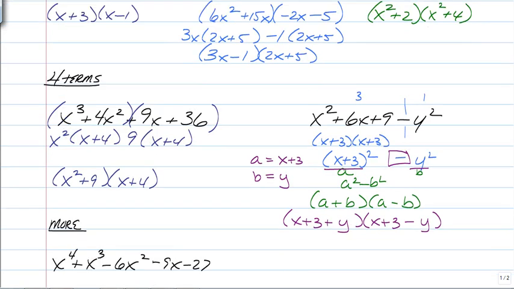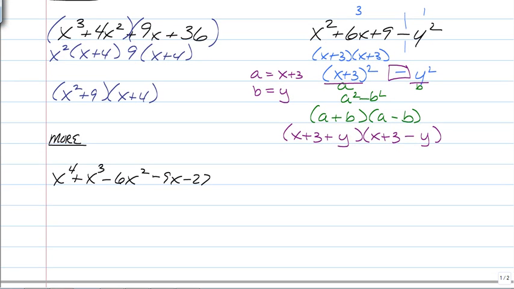Finally, the last example is something with more than 4 terms. Anything more than 4 terms, you're going to have to use synthetic division of some sort. So what you would do is type this in your calculator to get a good 0 by yourself. First you have to do your leading coefficients. So that's going to be a 1, a negative 6, a negative 9, and a negative 27.